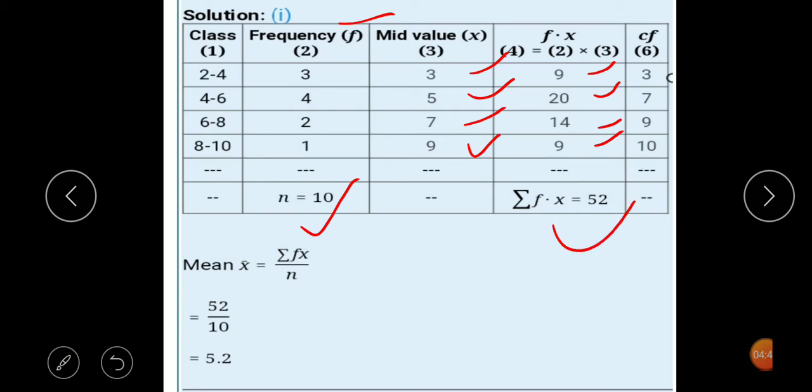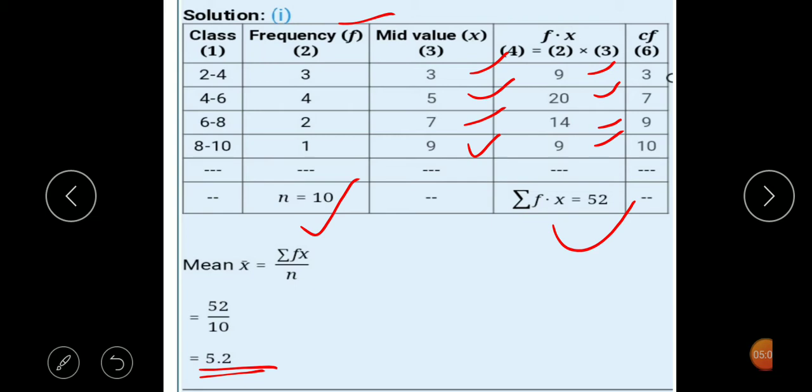In this way we will make the table and then we will use the formula: mean is equal to sigma fx upon sigma f or n, means 52 upon 10. The answer is 5.2. This is the mean of the given table.